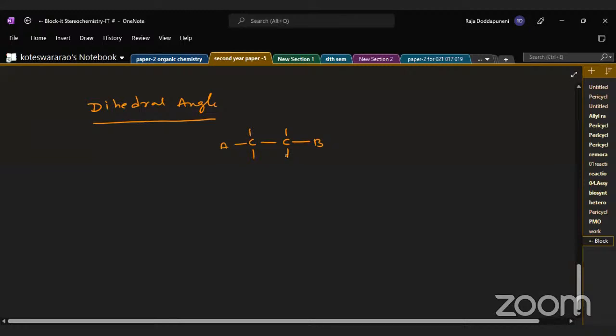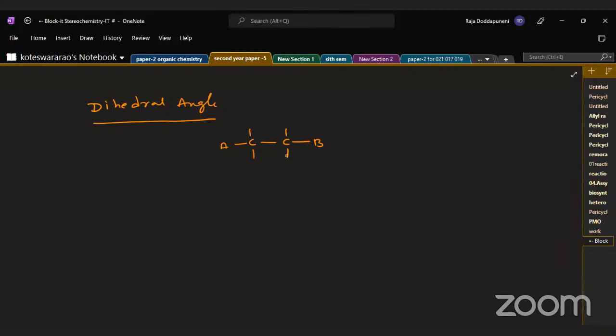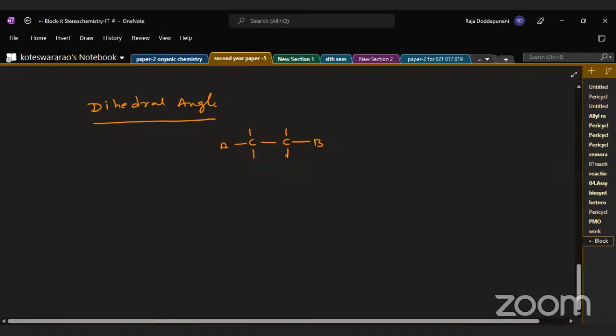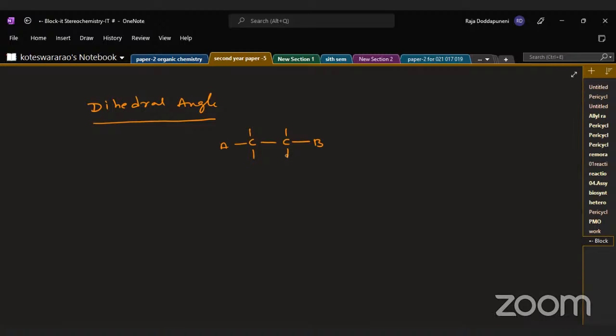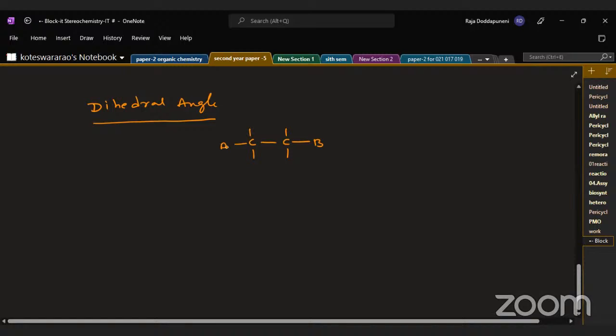Now, a conformer may also be defined as a dynamic stereoisomer differing only in dihedral angle. Each conformer we can define based on the dihedral angle. The dihedral angle is the angle between two planes, the plane defined by each fragment. Suppose here there is an ACC fragment, one fragment, and here BCC, this is the second fragment.